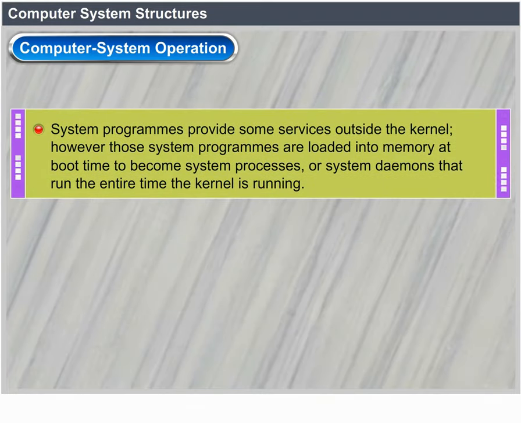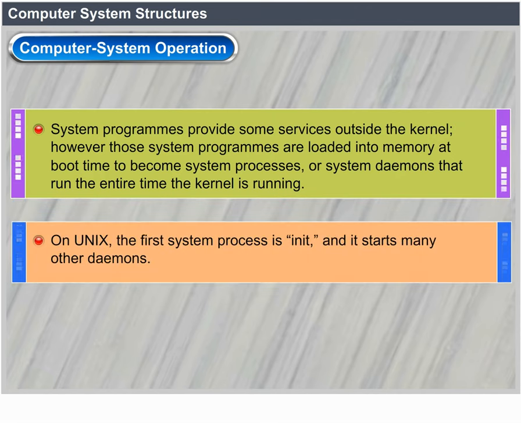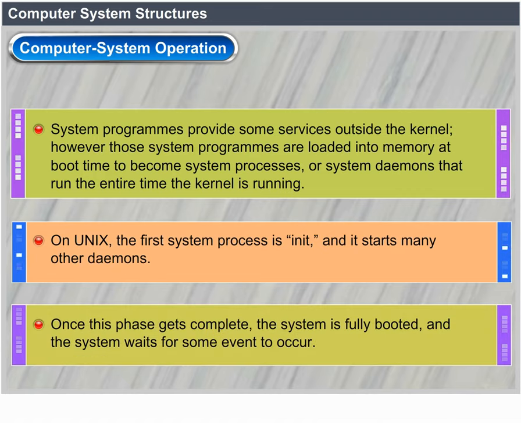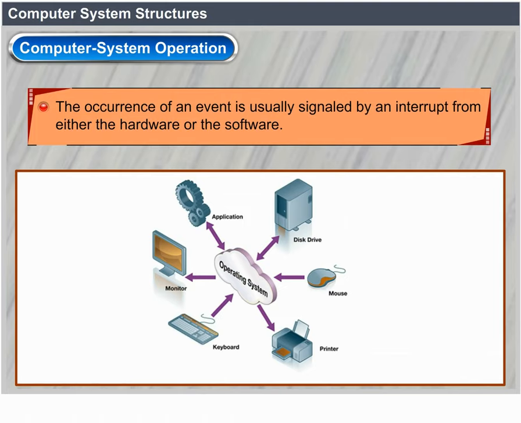Some services are provided outside the kernel by system programs that are loaded into memory at boot time to become system processes, or system daemons, that run the entire time the kernel is running. On Unix, the first system process is init, and it starts many other daemons. Once this phase is complete, the system is fully booted and the system waits for some event to occur. The occurrence of an event is usually signaled by an interrupt from either the hardware or the software.